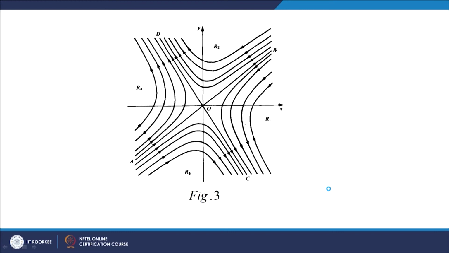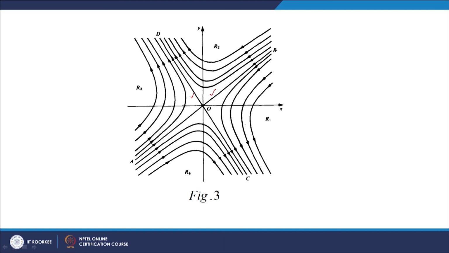Now you can see here these are two paths which approach and enter (0, 0), and there are another two paths, this one and this one, and they are in opposite directions.